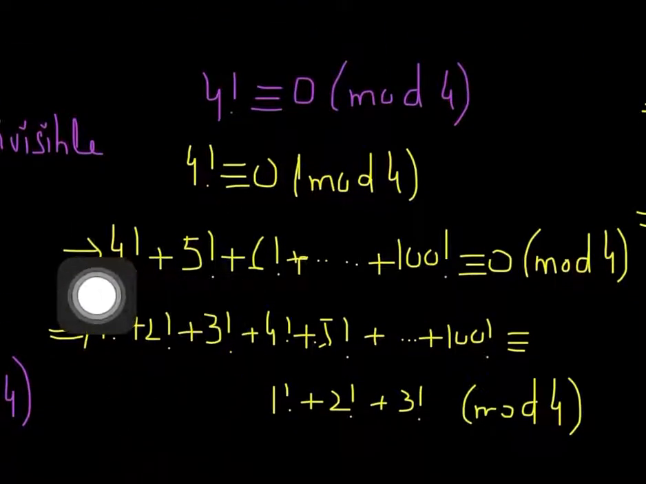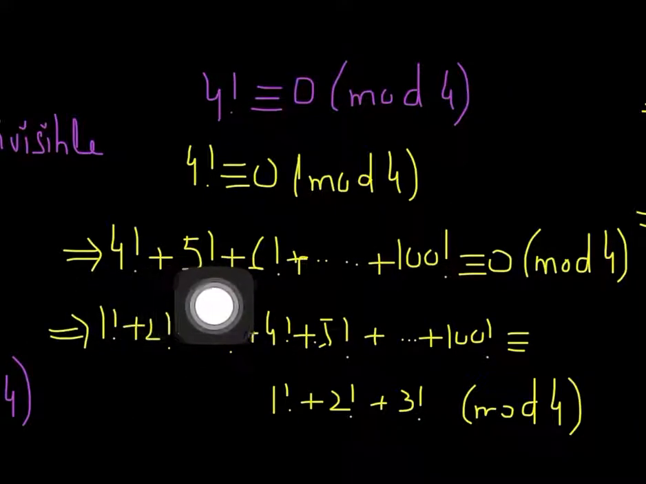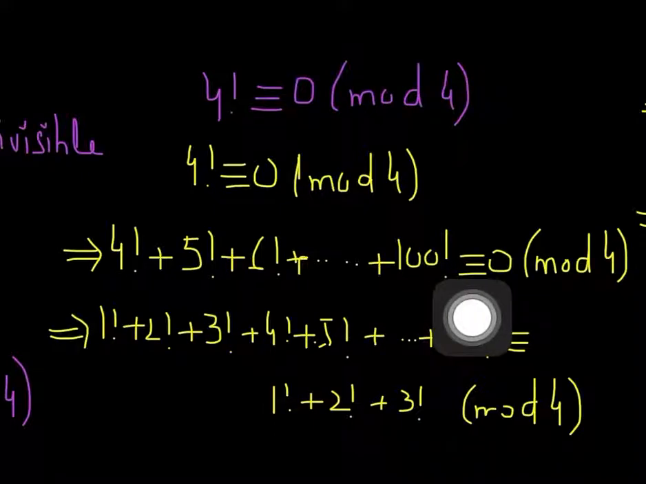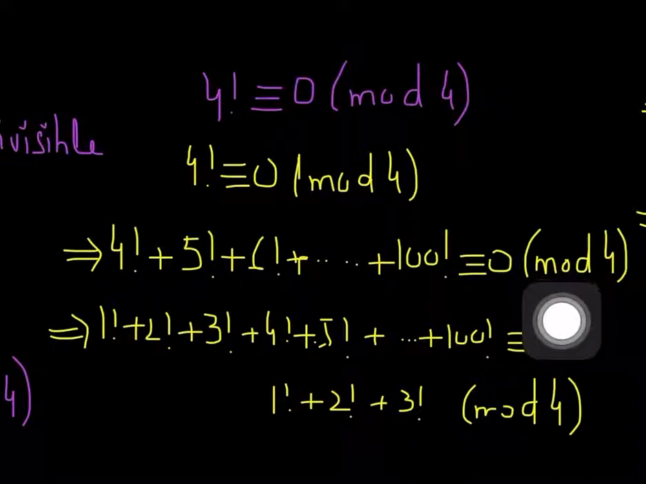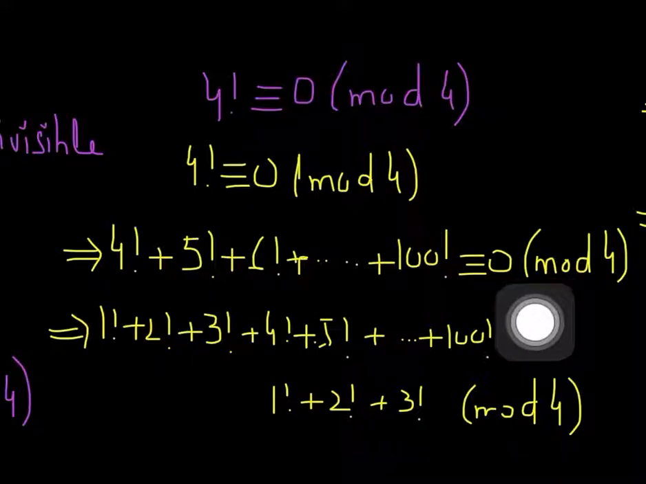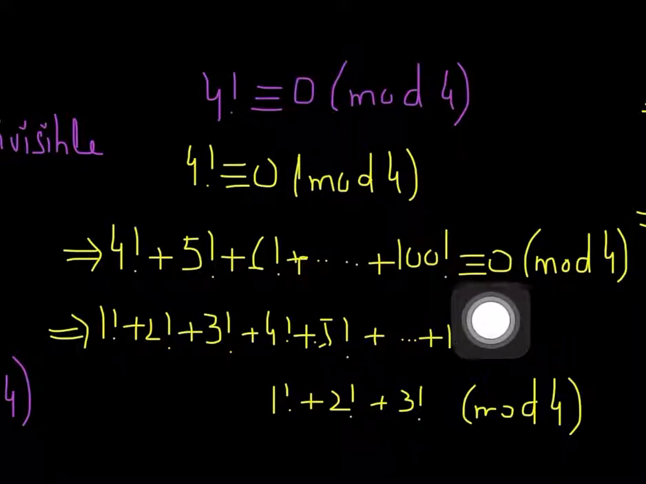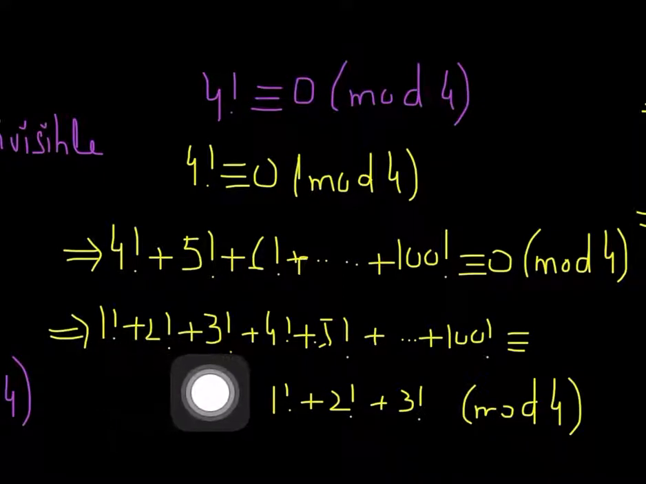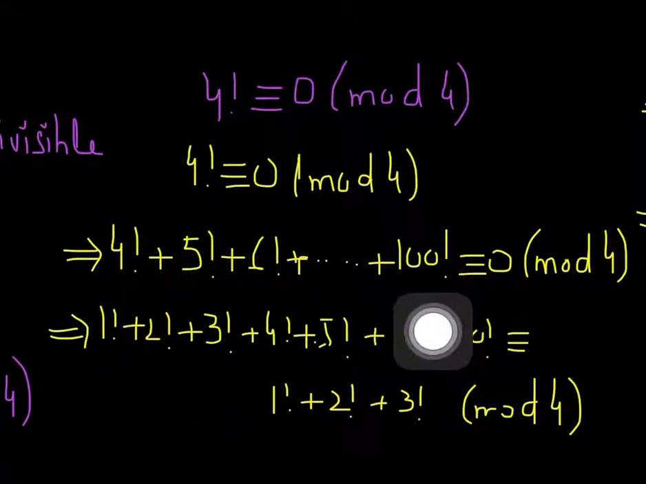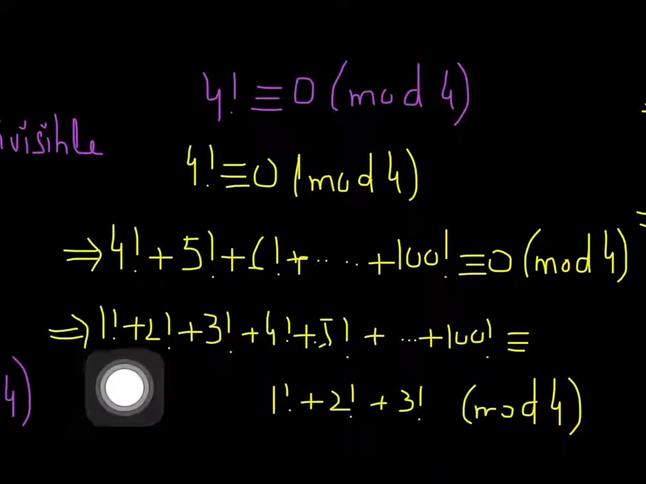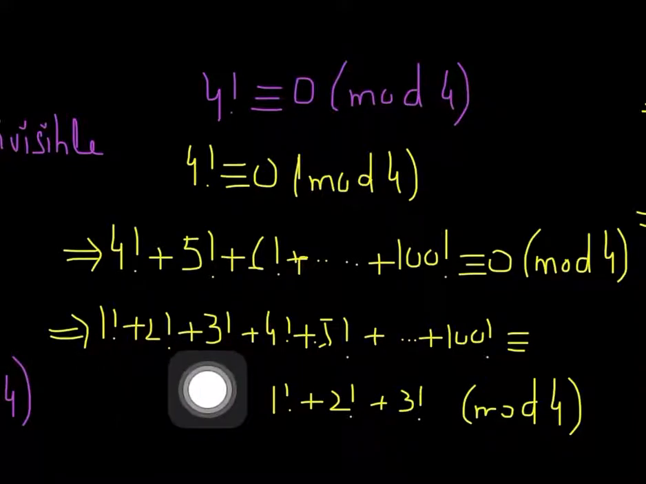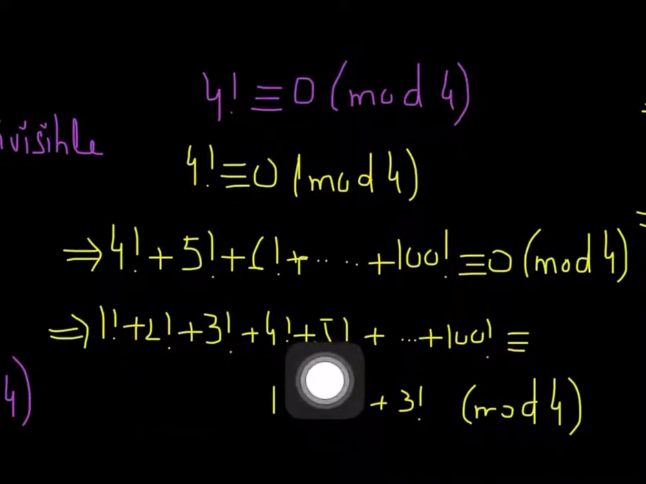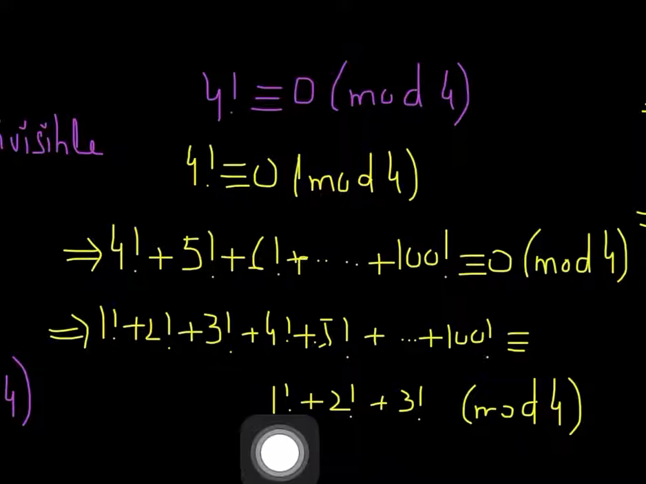That's why I write 4 factorial plus 5 factorial plus 6 factorial plus up to 100 factorial is always congruent to 0 modulo 4. And here we have to find the sum of the series. So adding to both sides the terms 1 factorial plus 2 factorial plus 3 factorial, on the left side and also on the right side. So here is the left side and here is the right side.